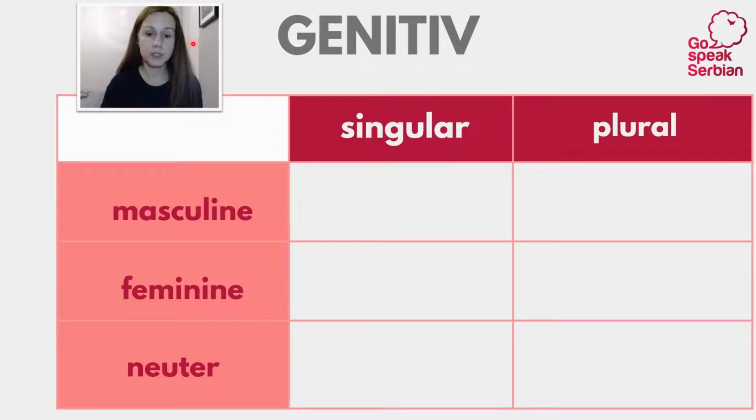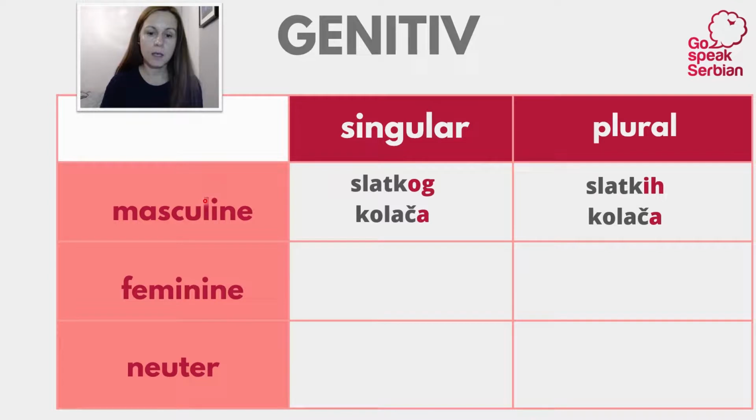Since we used genitive for expressions of quantity throughout this video, I'm going to provide a brief overview of genitive case for masculine, feminine, and neuter nouns in singular and plural. So let's start with masculine nouns first. In singular, the endings are og for adjectives and a for nouns. The ending a, if you remember, we already mentioned in this video.